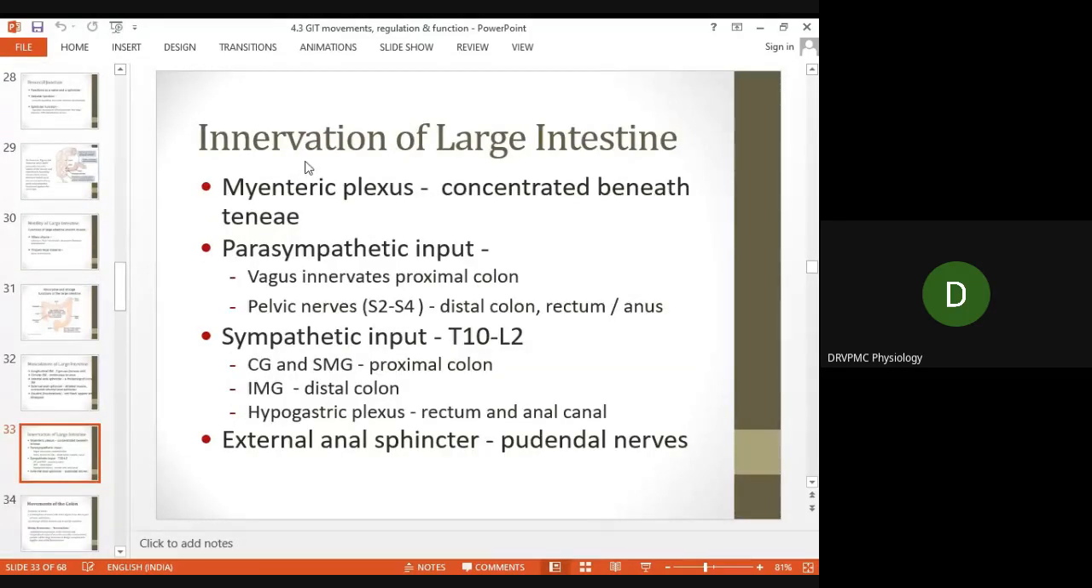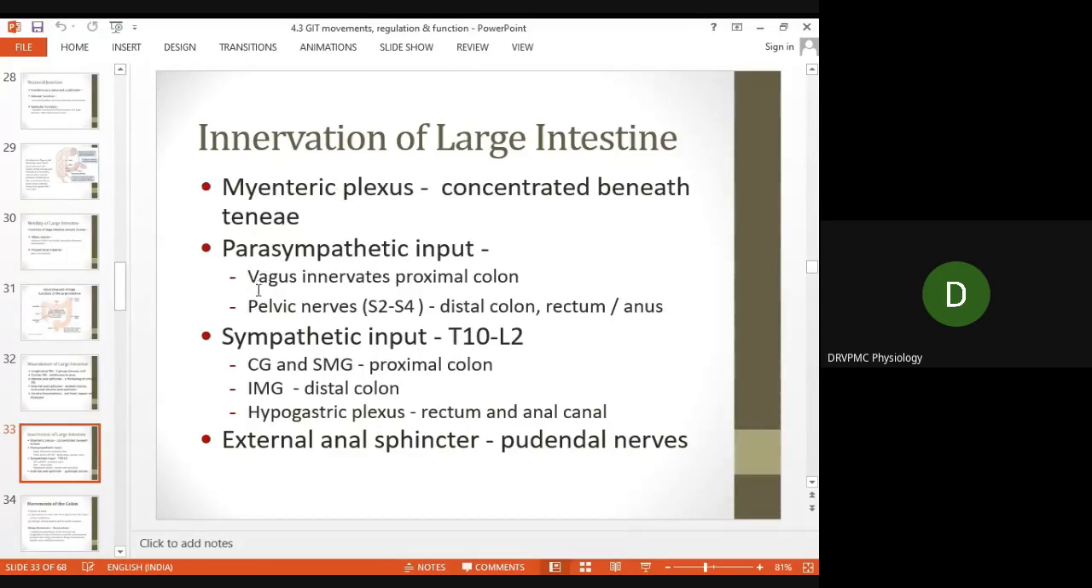Coming to innervation of the large intestine, how is it innervated? By the myenteric plexus. It is concentrated beneath the tinea coli. The longitudinal smooth muscle strips are called tinea. Myenteric plexus nerves are concentrated below the tinea coli.